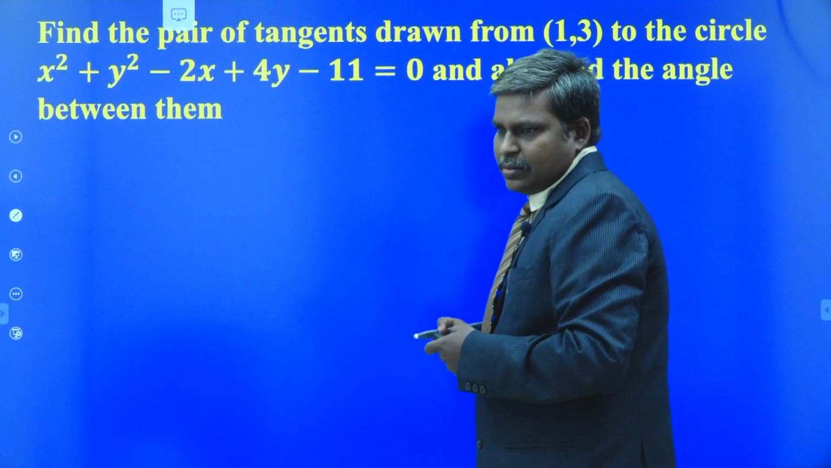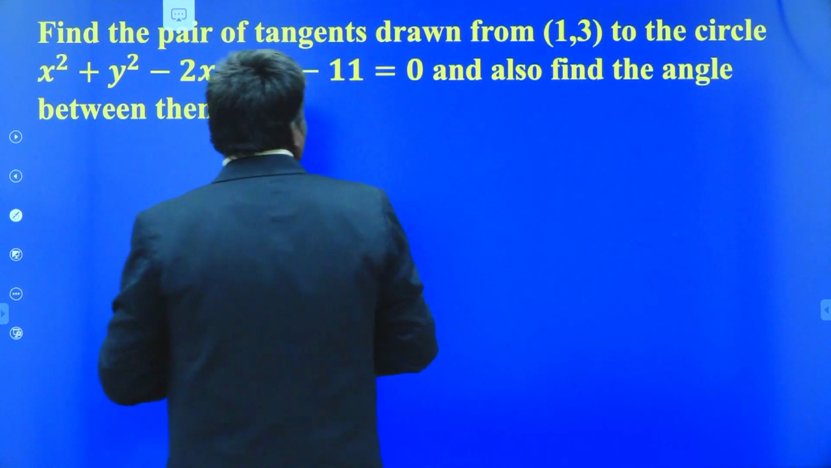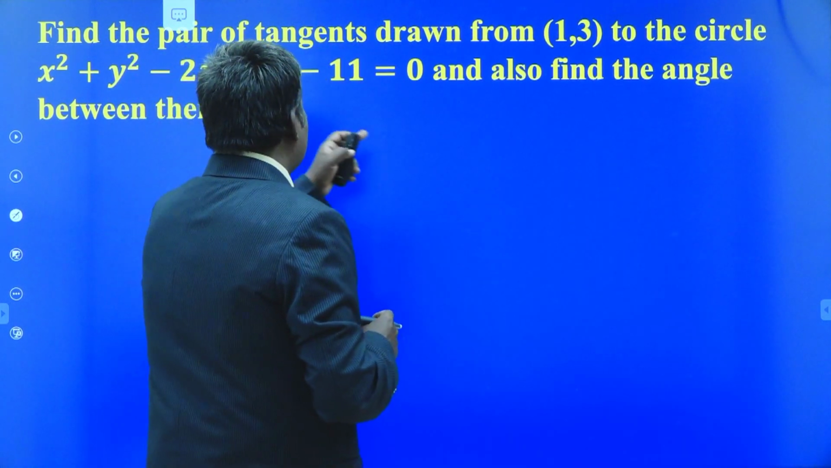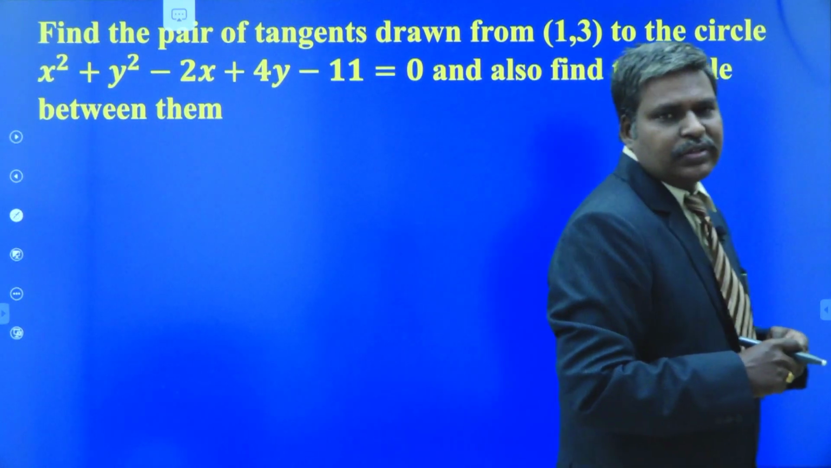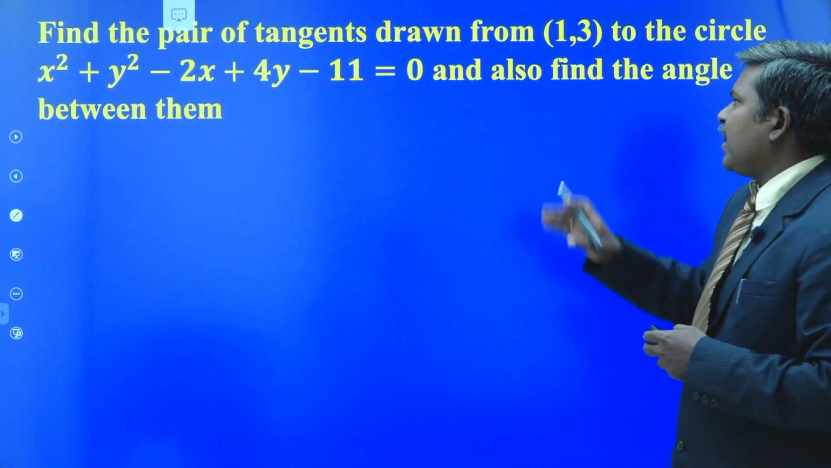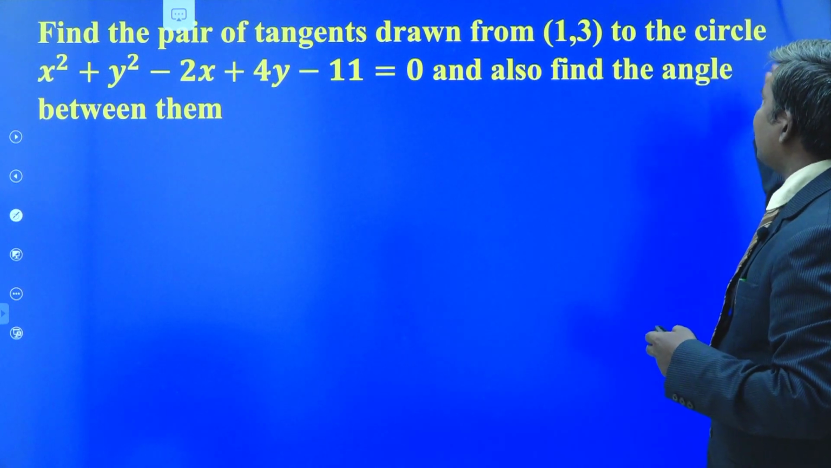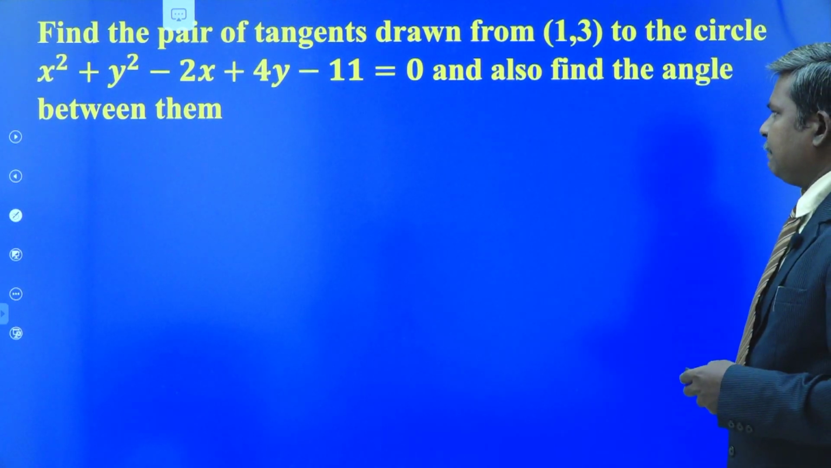See, this is the question. Find the pair of tangents drawn from (1, 3) to this circle. Also find the angle between them. Also you have to find out the angle between them. Find the pair of tangents drawn from (1, 3) to the circle.